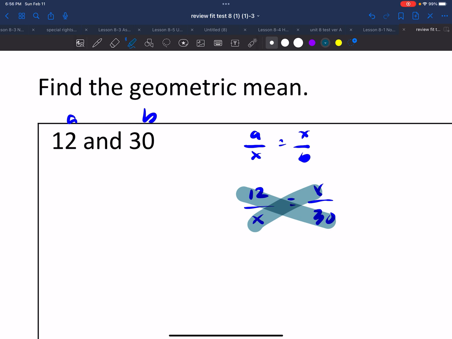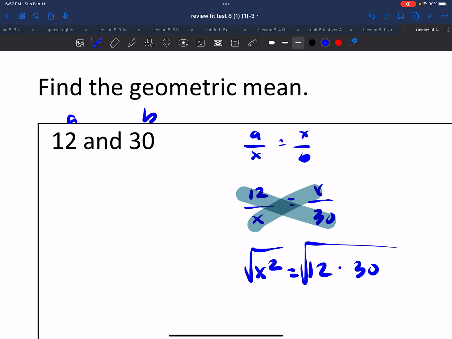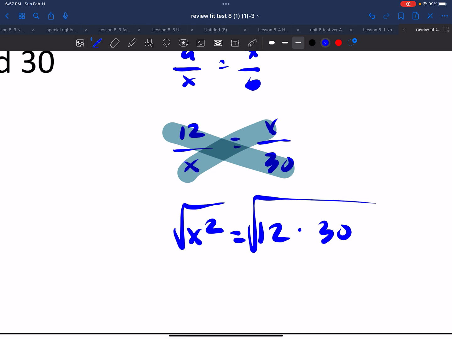So cross multiply: x times x is x squared, and I'm going to set that equal to 12 times 30. Take the square root on both sides. Don't multiply 12 and 30, because you're going to be asked to simplify. I don't want decimals on this exam. You're just going to simplify the radical as we've been doing in class.